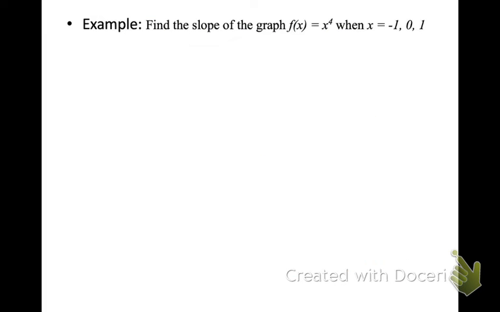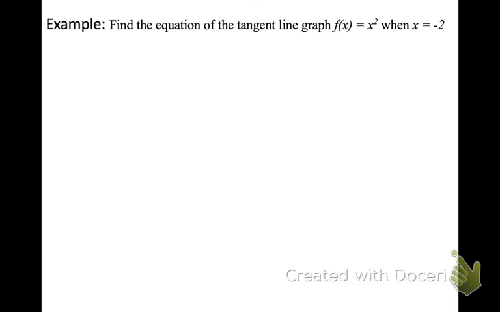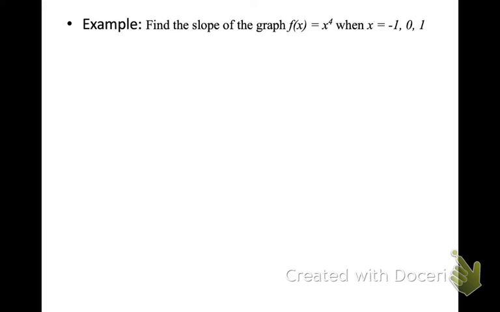Okay, so find the slope when x is -1, 0, and 1. So we want the slope of what? Of the tangent line. So that means I need to find the what first? The derivative. That's 4x to the... Okay, so y prime is 4x to the third.